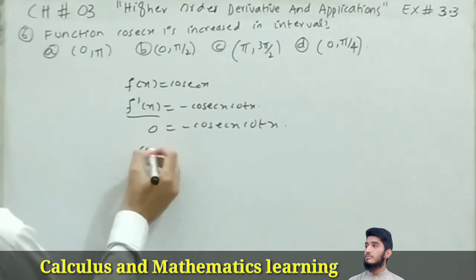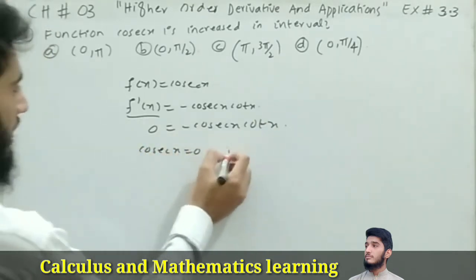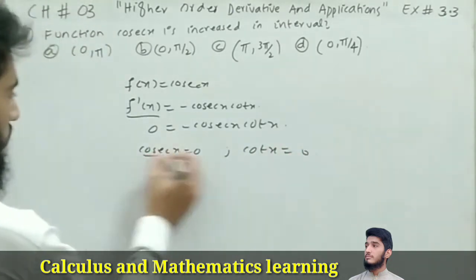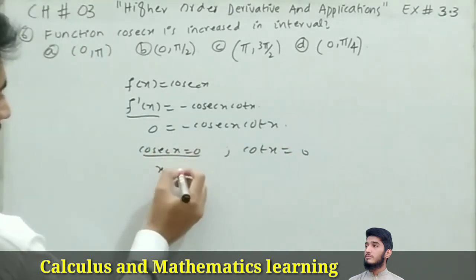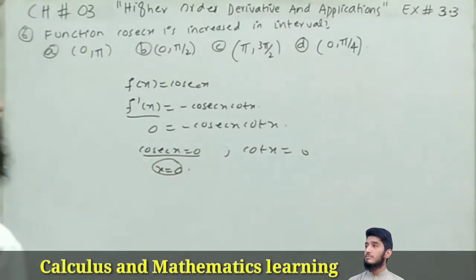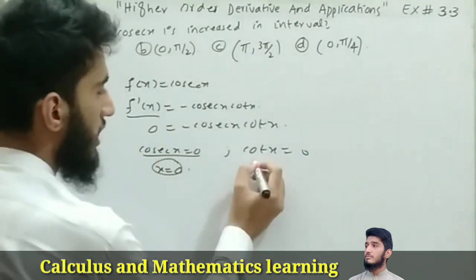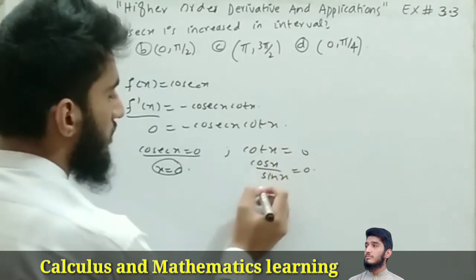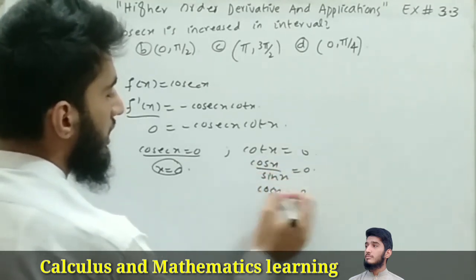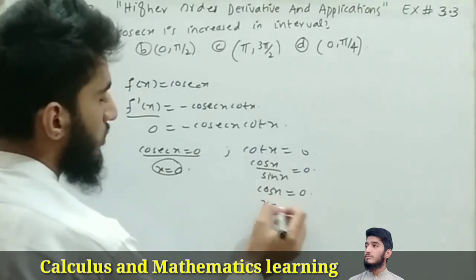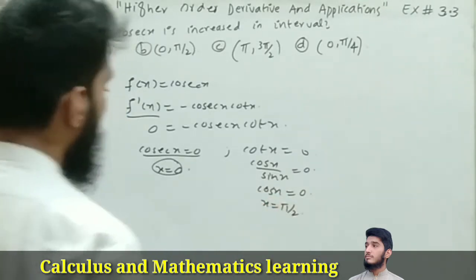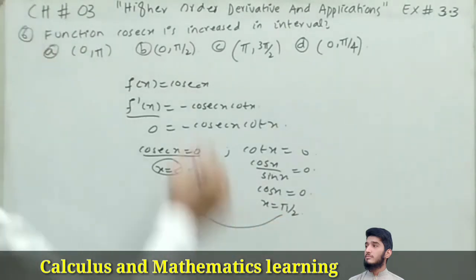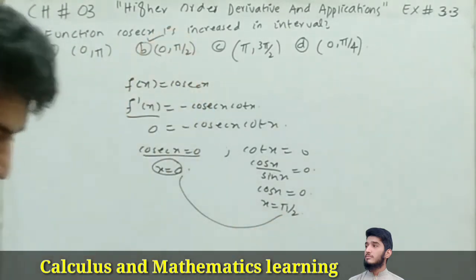So it means that either cosecant x is equal to 0 or cotangent x is equal to 0. You know that cosecant x will be equal to 0, so it means that the value of x is 0. The solution is 0. And from over here we write cos x divided by sin x is equal to 0. So it will give us cos x is 0, and cos x is 0 when the angle is pi by 2. So the solution is x is equal to pi by 2. It means that the function is increased in the interval 0 to pi by 2. So the correct option is option number B.